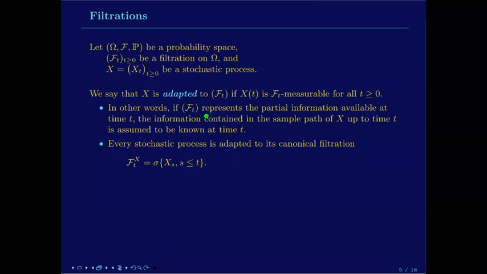So if the filtration represents partial information available at time t, the information contained in the sample path of the stochastic process up to time t is assumed to be known at time t if the stochastic process is adapted to the filtration. And of course, it's then clear that every stochastic process is adapted to its natural filtration, so to the filtration generated by the sample path. And that would be actually the smallest filtration to which the stochastic process is adapted.